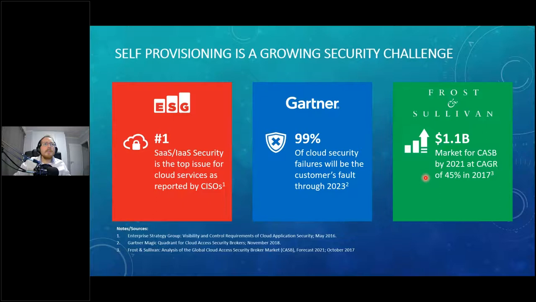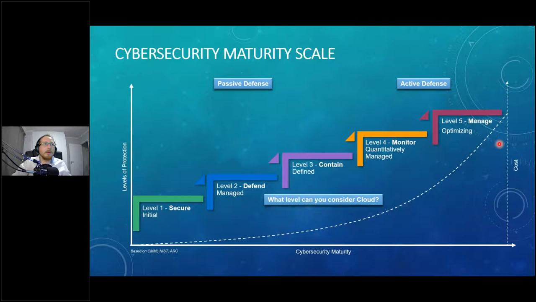And even with this kind of thing, we're still seeing massive growth for cloud. Again, the opportunity for cloud is so great that people are still trying to find ways to make it work. It's very interesting.